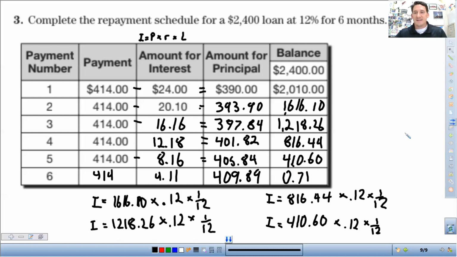So that is how all that works. This is number 3 from the assignment. You only have about 3 problems to do, similar types of problems. You need to calculate all this stuff.